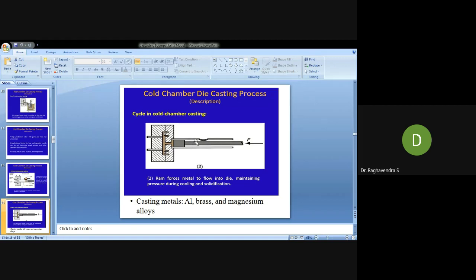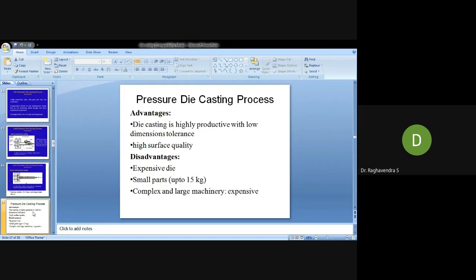This plunger will move and will push the molten metal tightly. It fills the gap here. After cooling, what are the castings? They will take aluminum, brass, magnesium alloys. They go for cold chamber.